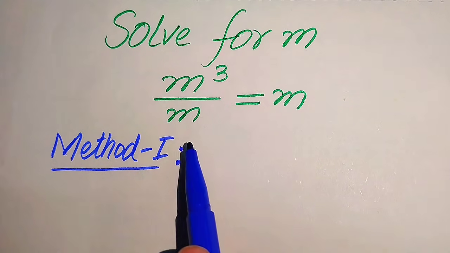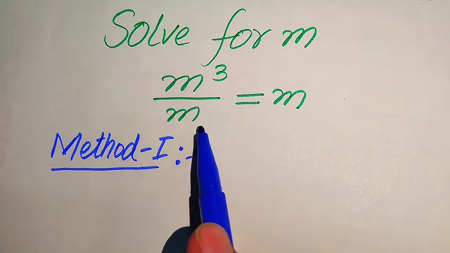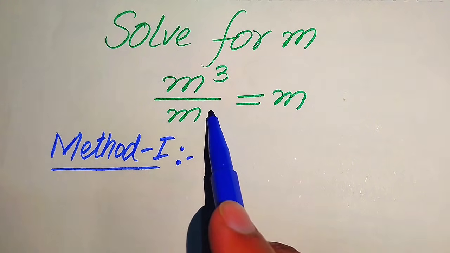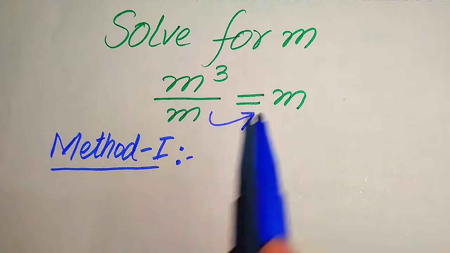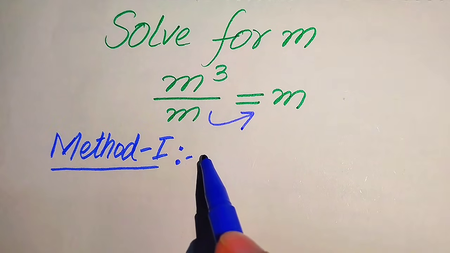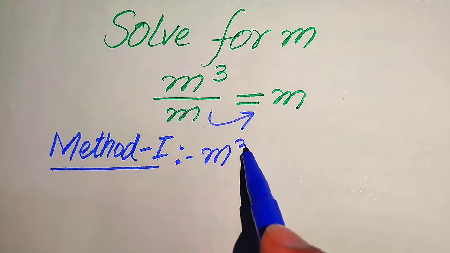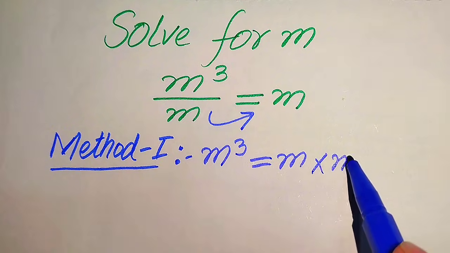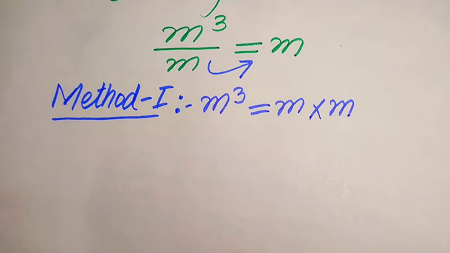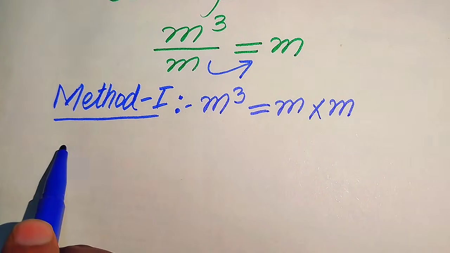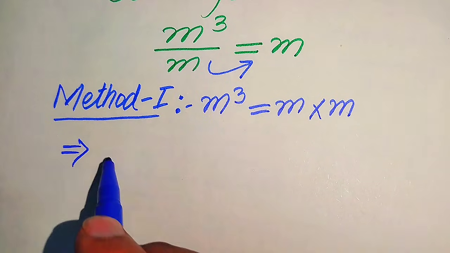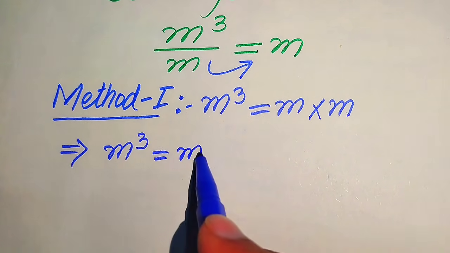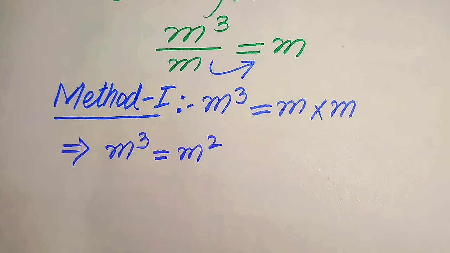In the first method, we move the denominator term to the right hand side. You see here m is dividing. When we move it to the right hand side, it is multiplied by m, and it will be written as m cubed is equal to m multiplied by m. Now m times m on the right hand side becomes m square, and we get m cubed equals m square.